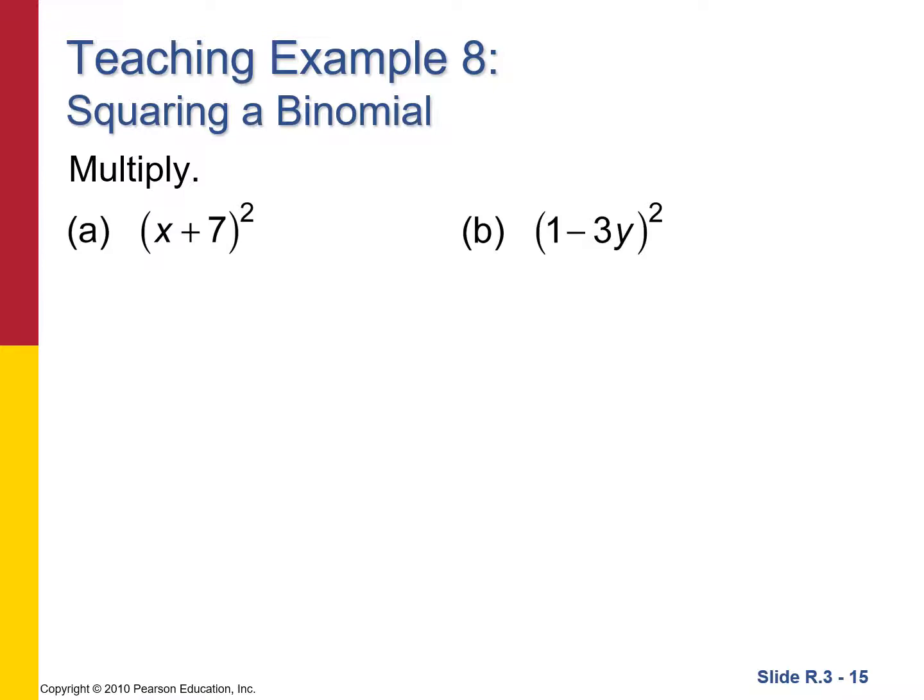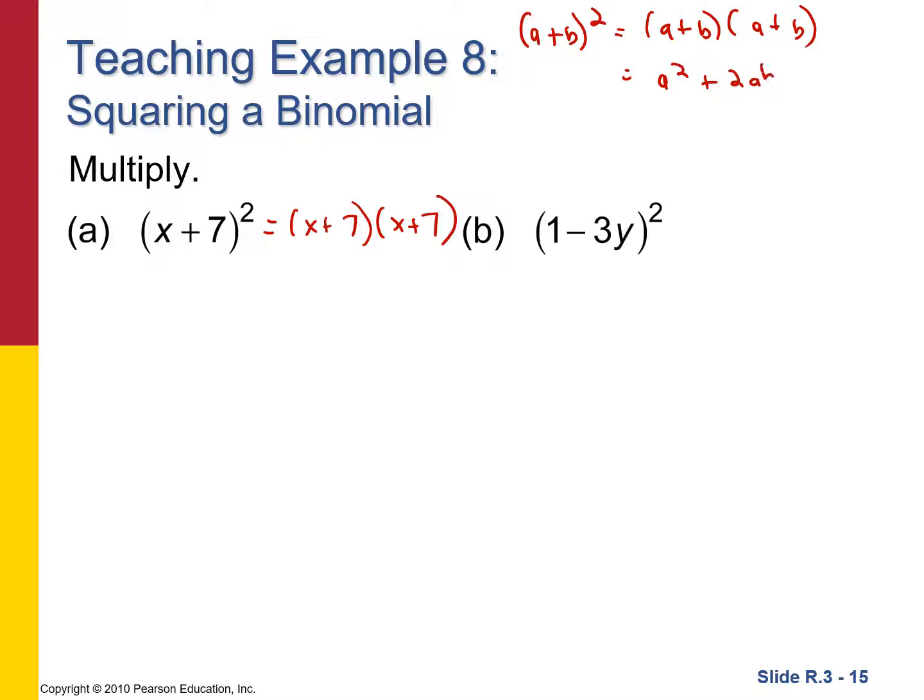All right, so again, squaring a binomial. So basically, this is saying you're multiplying the same thing, right? x plus 7 times x plus 7. All right, so we're going to take a look at a little rule here. a plus b squared is like saying a plus b times a plus b, and this becomes a squared plus 2ab plus b squared. Okay, and so I'm going to show you both different ways you can plug it in. So a in this case is x, and b in this case is 7.